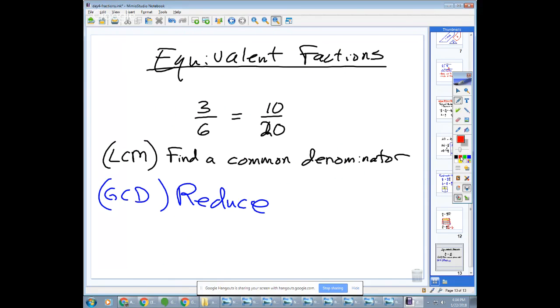And a third method is to just cross multiply. And my claim is that cross multiplication is just finding a common multiple, but not the lowest common multiple. So I'll demo each of these. So finding the LCM, we've got to come up with what's the smallest number that both 6 and 20 go into.